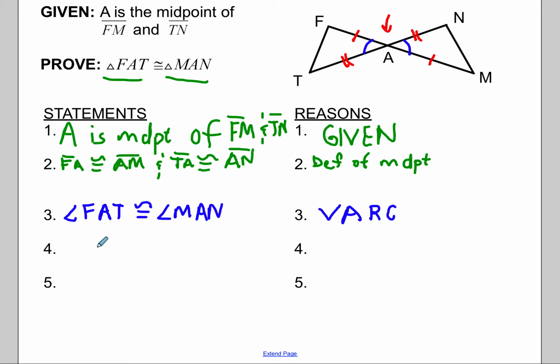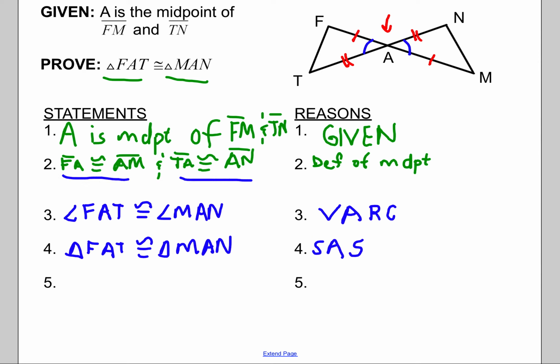We can now say that triangle FAT is congruent to triangle MAN because we have proven side angle side congruence. We've proven that two sides are congruent and the angle that is in between our two corresponding sides. So there we did it. We did it in 4 steps instead of 5. I think when I originally wrote this, I had split these two apart into their own statements, so that's why there are 4 instead of 5. But that's it. That is a proof of these two triangles being congruent.